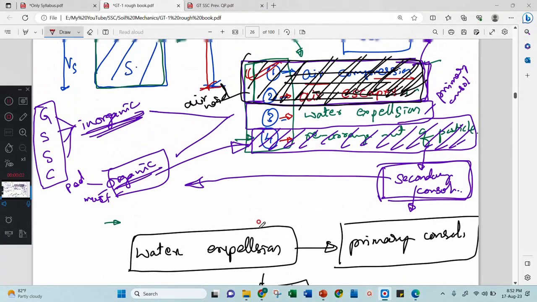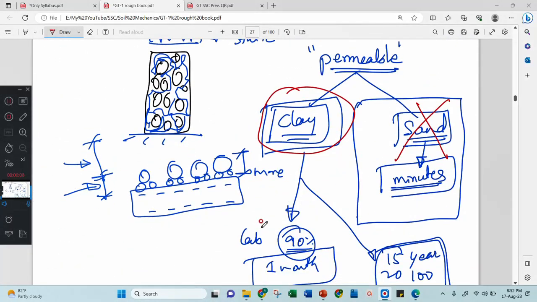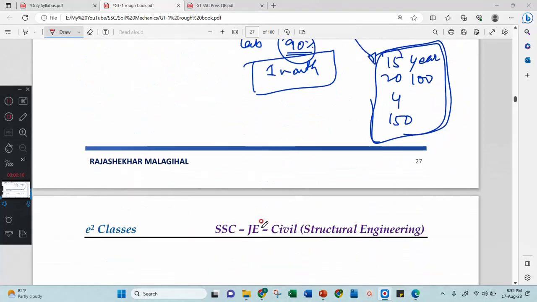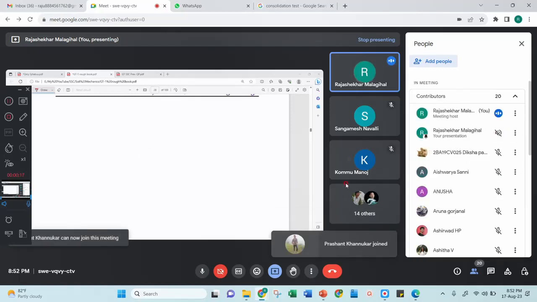Consolidation means primary consolidation. Consolidation means water expulsion. Then consolidation, we are studying in clay particles. No need to mention which type of soil in the consolidation chapter. In the consolidation chapter, you should think that it is a soil, clay particles. It is the default.